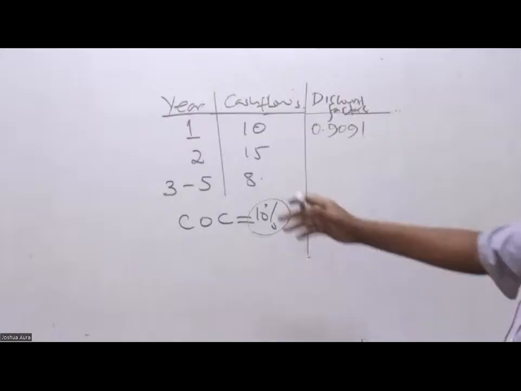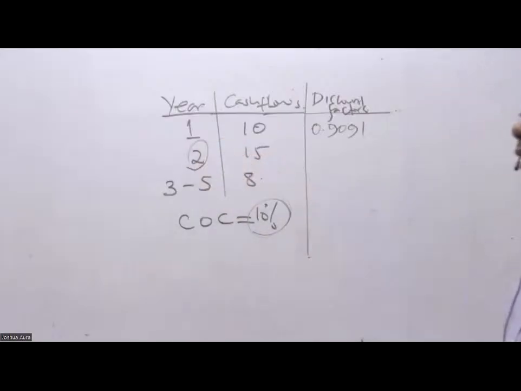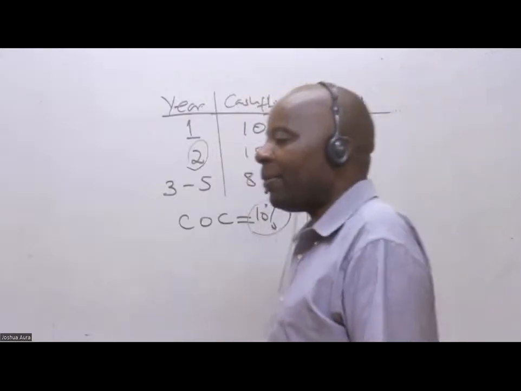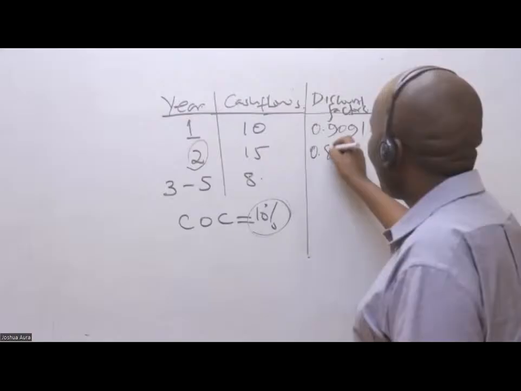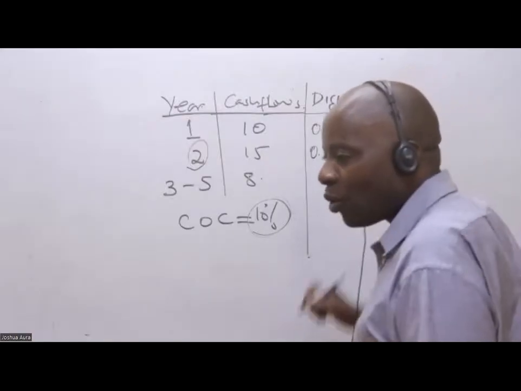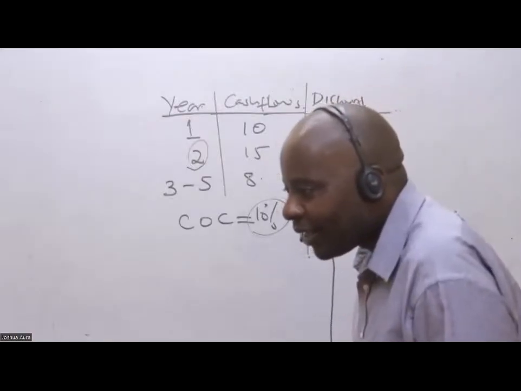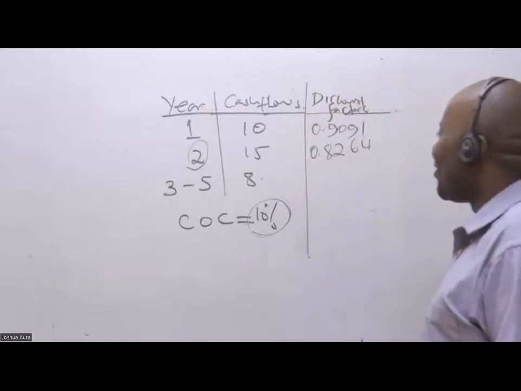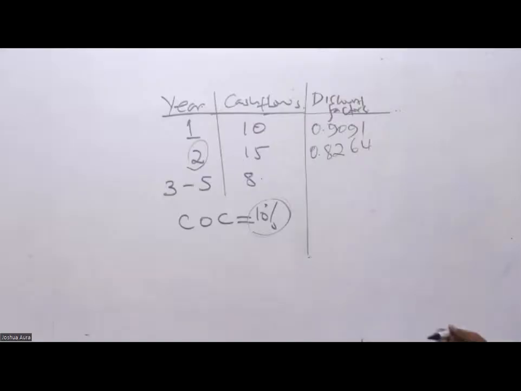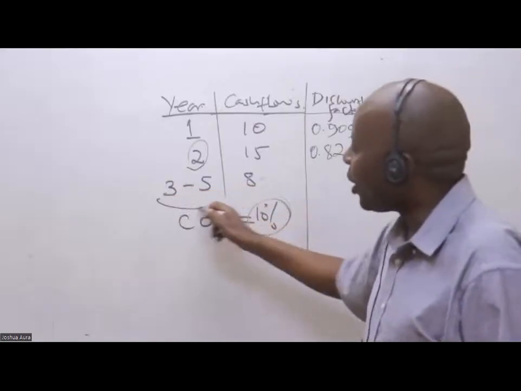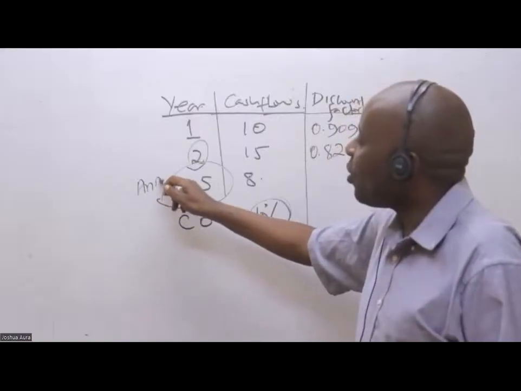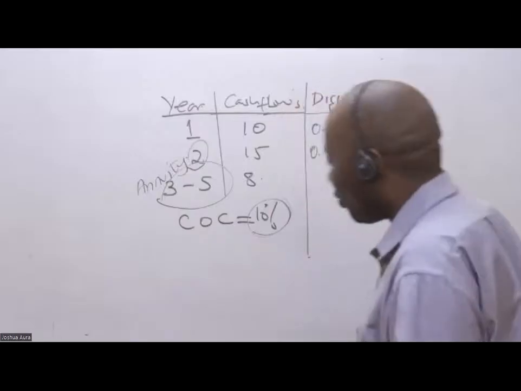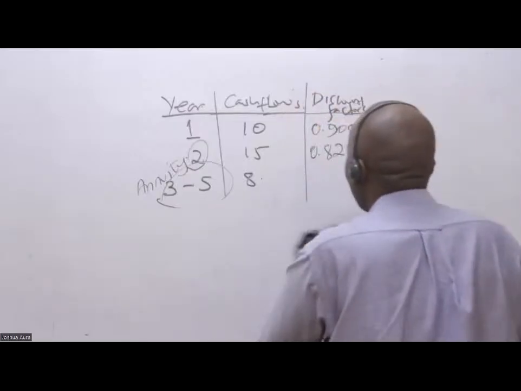How about 10% end of year 2? It is 0.8264. And then now we are talking about annuity. Here you have to be very careful, ladies and gentlemen.